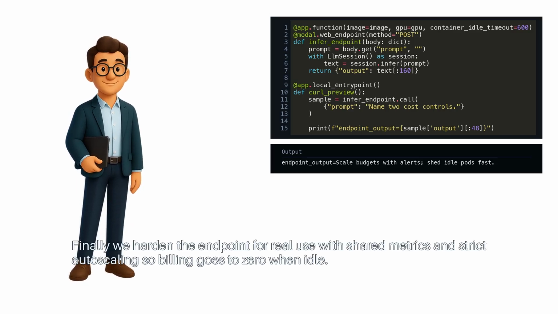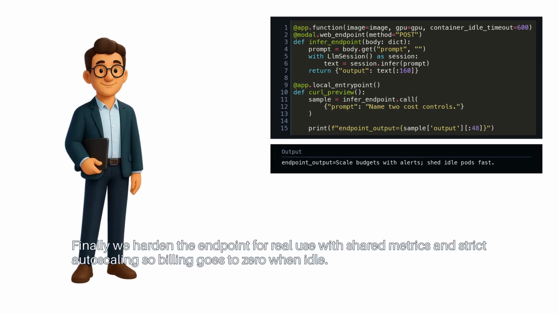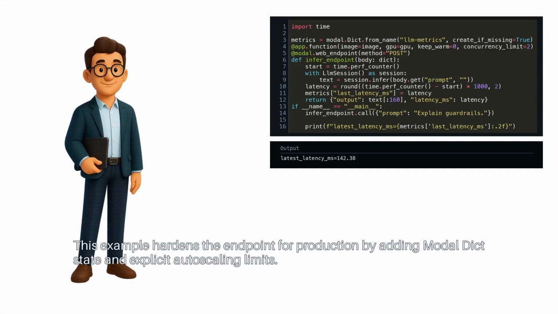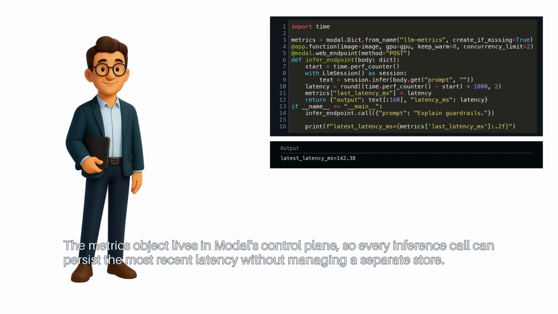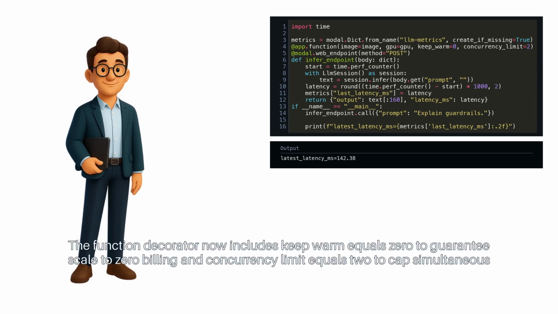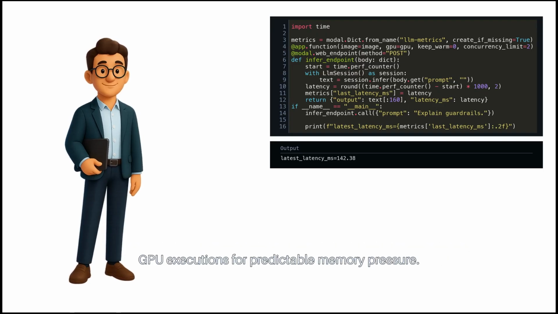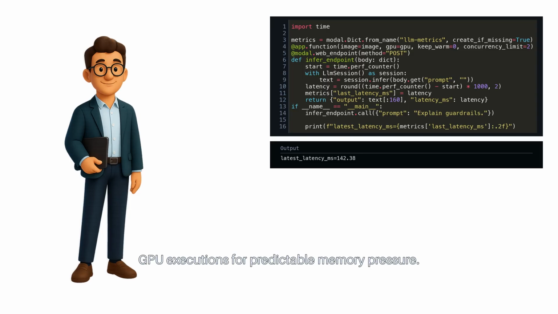Finally, we harden the endpoint for real use with shared metrics and strict autoscaling, so billing goes to 0 when idle. This example hardens the endpoint for production by adding modal Dict state and explicit autoscaling limits. The metrics object lives in Modal's control plane, so every inference call can persist the most recent latency without managing a separate store. The function decorator now includes keep warm equals 0 to guarantee scale to 0 billing, and concurrency limit equals 2 to cap simultaneous GPU executions for predictable memory pressure.